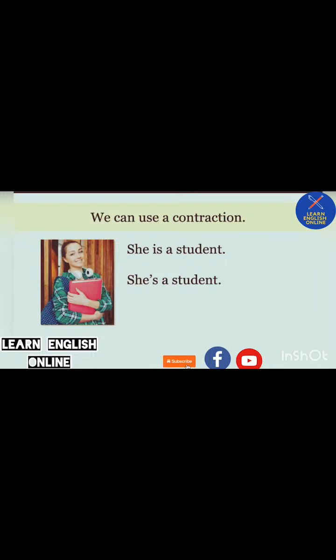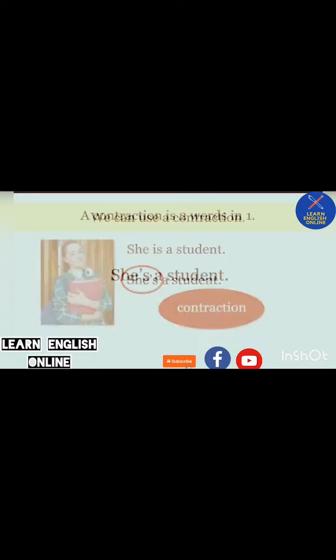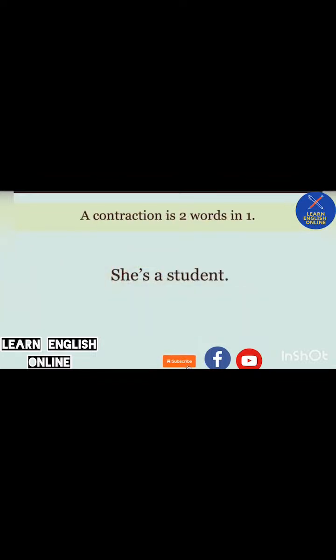Look at these 2 sentences. She is a student and she's a student. They sound almost the same. We see the be verb is in the first sentence. In the second sentence, there is just an S. This is called a contraction. A contraction is 2 words in one. This mark here is an apostrophe, and we use it in contractions.